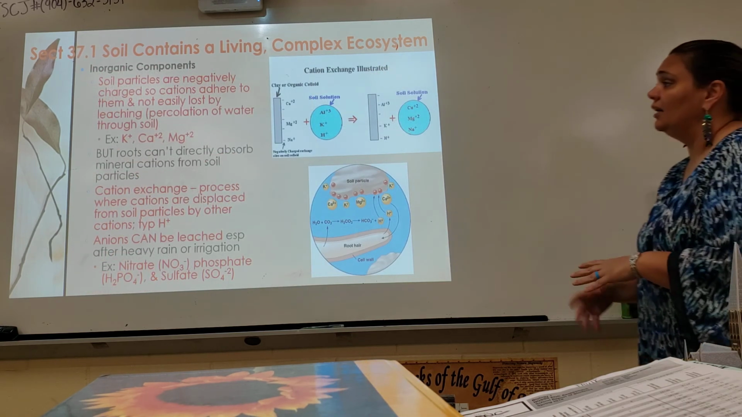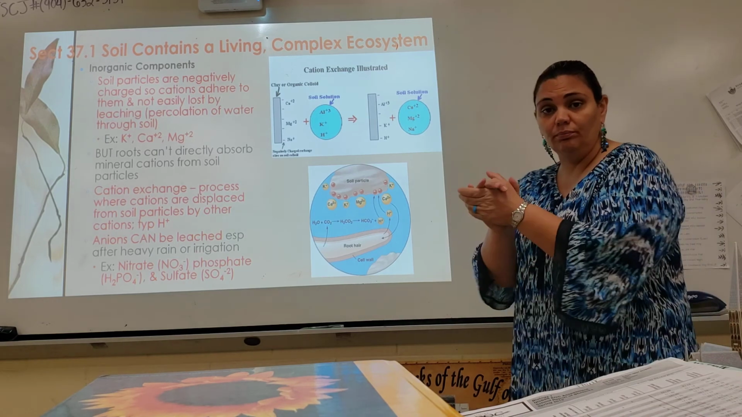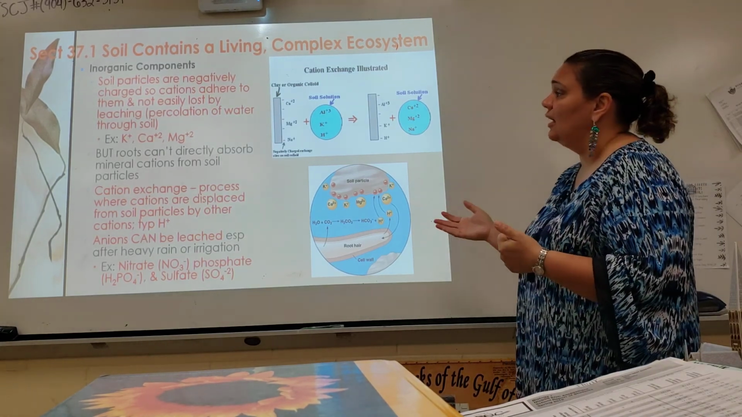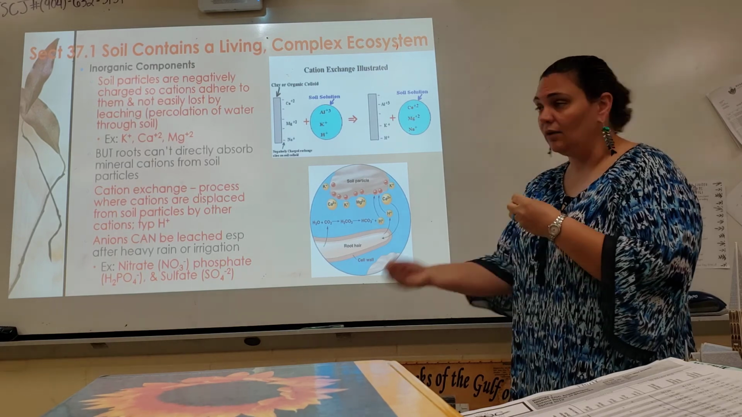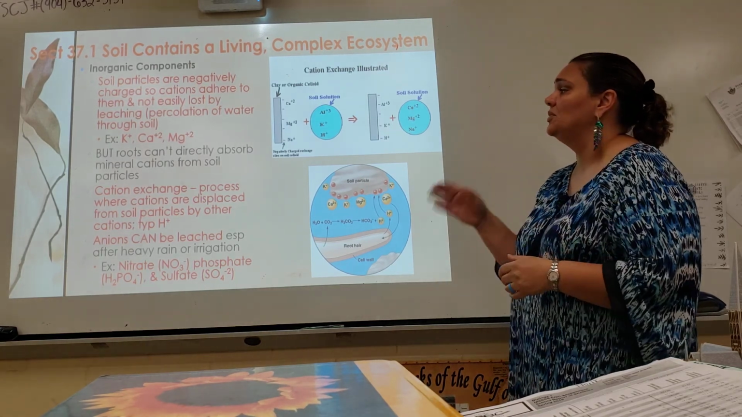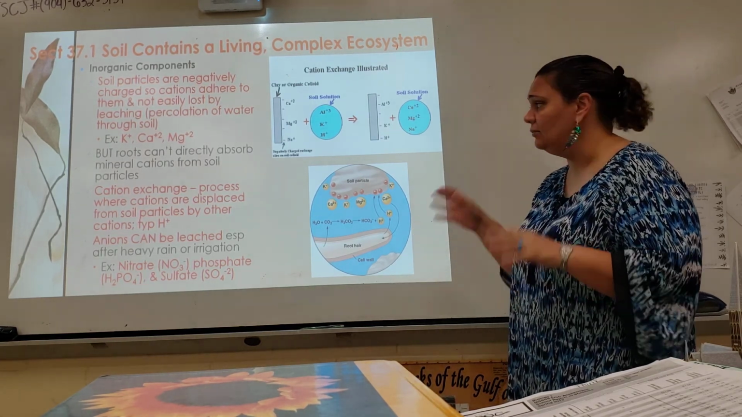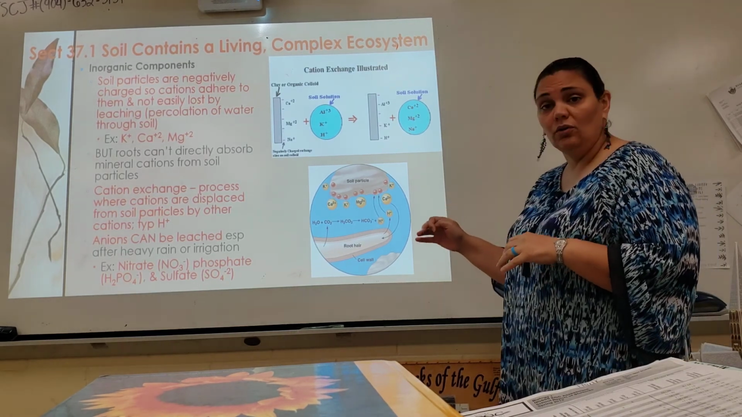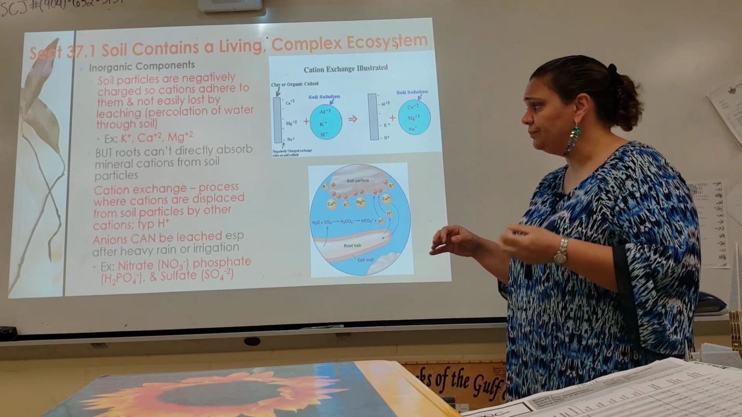Soil particles are negatively charged, so cations will adhere to them because remember, opposites attract. And they're not easily lost by leaching, right? Being sucked out by the water through the soil. So that's your potassium, your calcium, and your magnesium. They're doing great. Roots can directly absorb mineral cations from soil particles. We talked about that in the previous chapter.